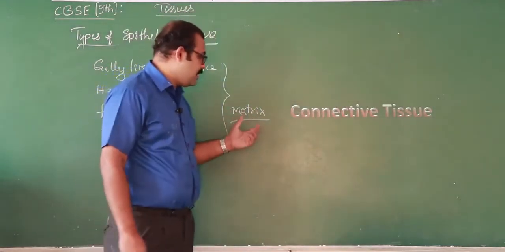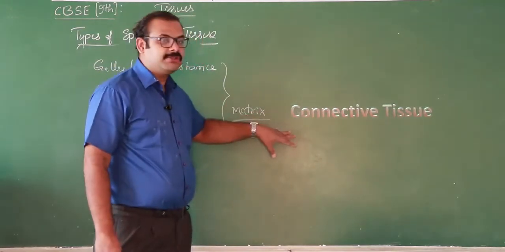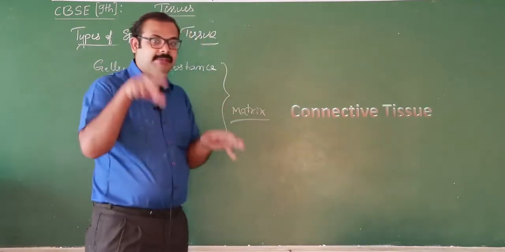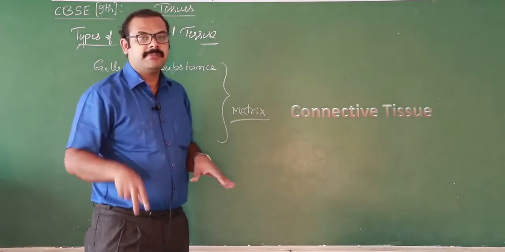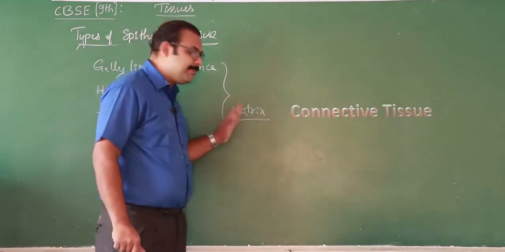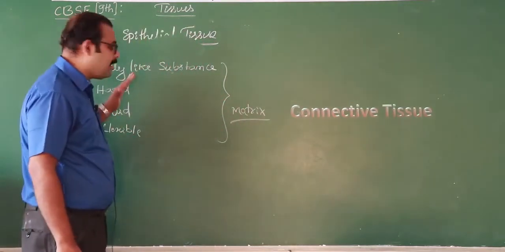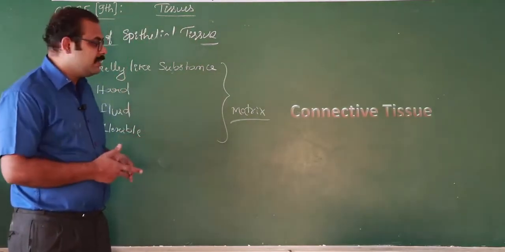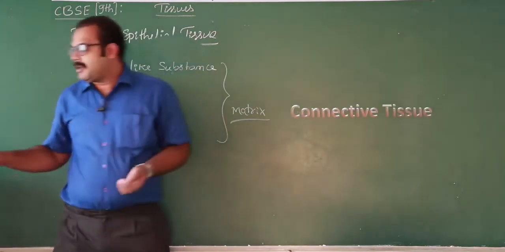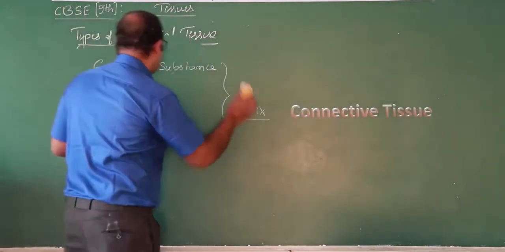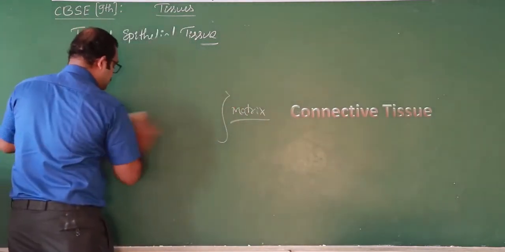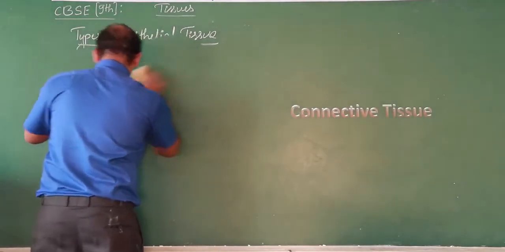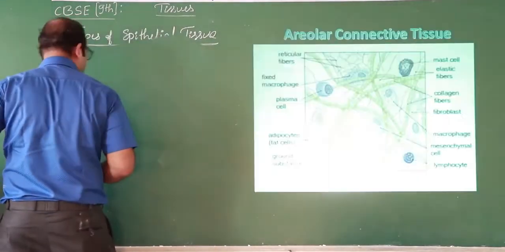So these connective tissues mainly contain a matrix. In the matrix, the cells are embedded. Okay, so this matrix may be a fluid, or hard, or flexible in nature. So depending upon the location, we'll see different types of connective tissues in the body.